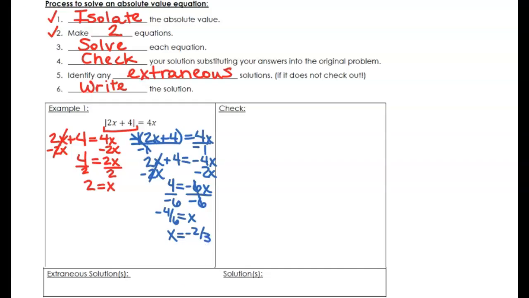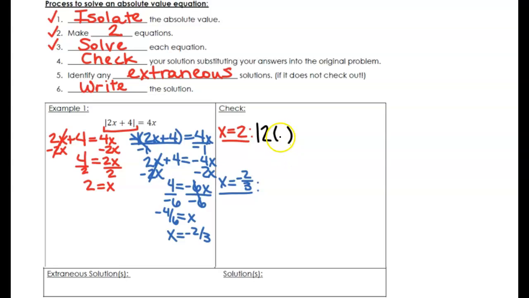So now I have two answers that I need to check. X equals 2 and x equals -2/3. One is obviously much easier than the other, but the fraction is not difficult. So I've solved each equation. Now I want to go back and check my solutions by taking them and substituting them into my original problem right here. So my original problem was the absolute value of 2 times x.